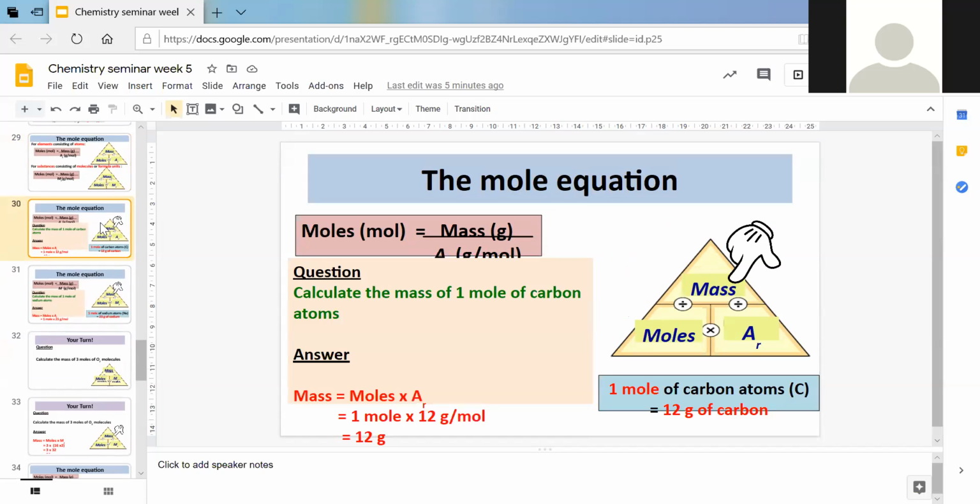So, to calculate the moles, we divide the mass in grams. So we take the number of moles times the molar mass, that gives us 12 grams of carbon. So if someone said we had 50 moles of carbon, we would write 50 times 12, that gives us 600 grams.